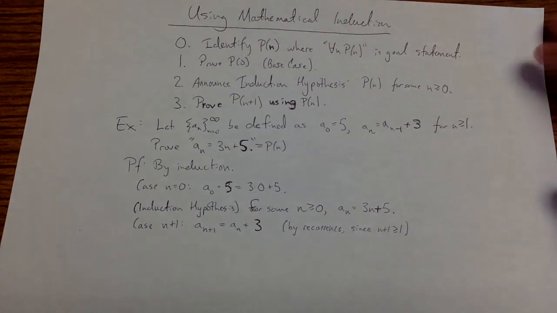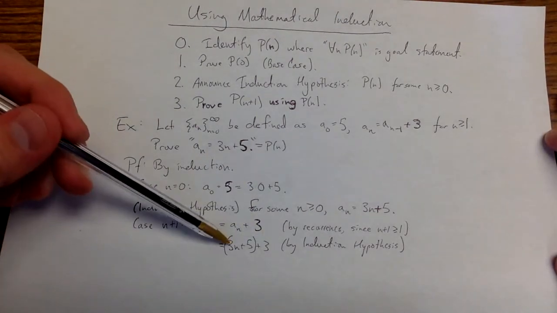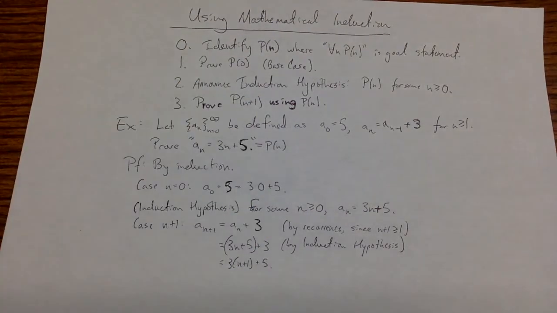I know a closed form for a_n. So by the induction hypothesis, a_n is equal to 3n plus 5, which means I have that a_(n+1) is equal to 3n plus 5 plus 3. But then I can say I have 2 3's here, so I have 3 times n plus 3 times 1, and therefore what I get is 3 times (n+1) plus 5, which verifies our statement P(n+1).